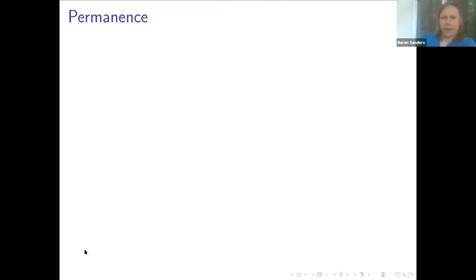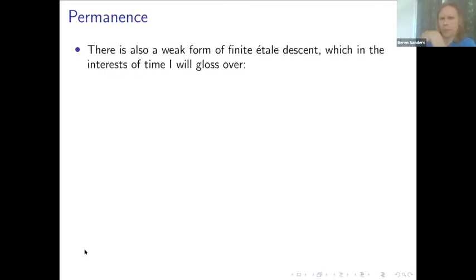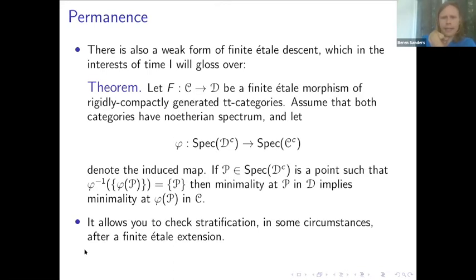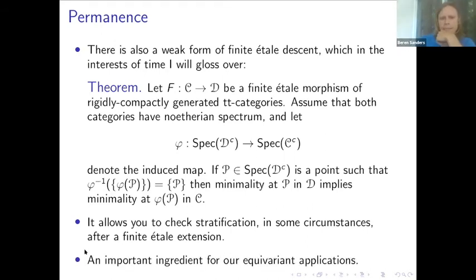Another thing our theory has is that it satisfies a kind of weak form of finite étale descent. In the interest of time, I'm going to skip over this. But let me just say that it allows us, in some circumstances, to establish stratification for a category we're interested in after passing through a finite étale extension. And this is really important for our equivariant applications. So there's an étale business going on here that can be useful.